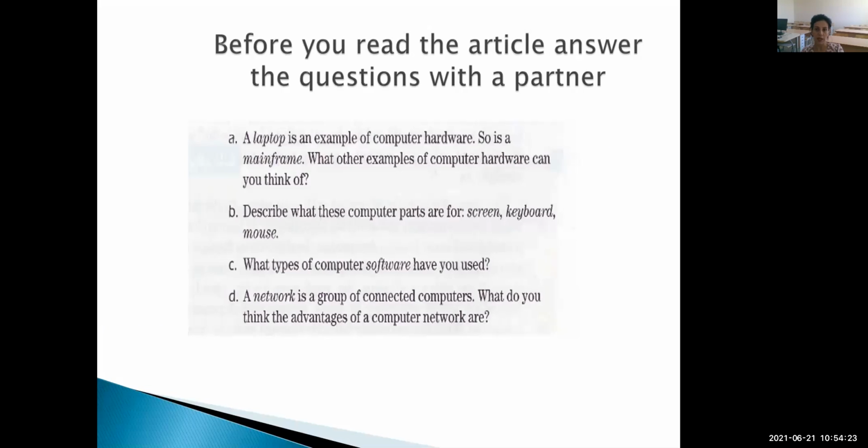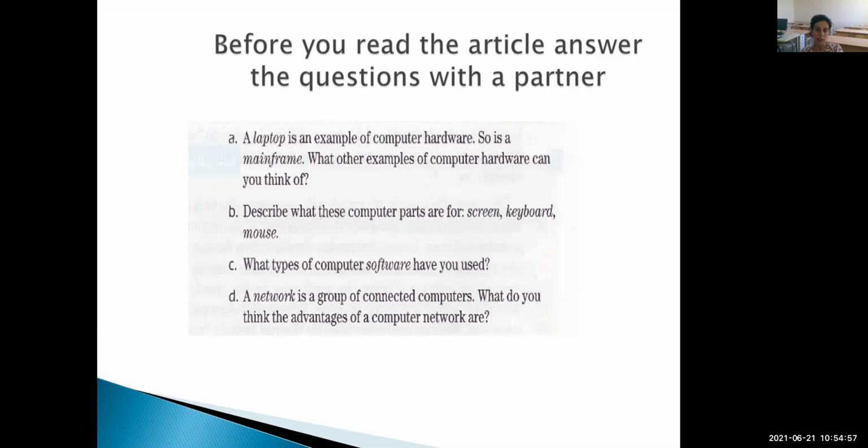Before you read the article, answer the following questions with your partners. Question A: a laptop is an example of computer hardware, so is a mainframe. What other examples of computer hardware can you think of? First of all, what is a laptop? I think you know different netbooks, notebooks, right? The computer itself, for example, we have here. So, the other examples of computer hardware.